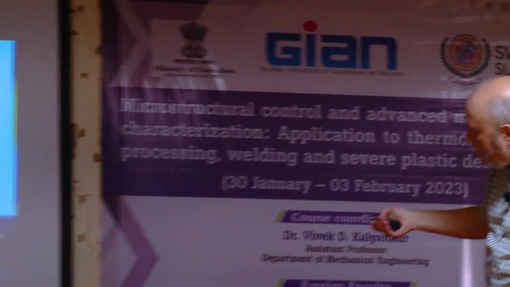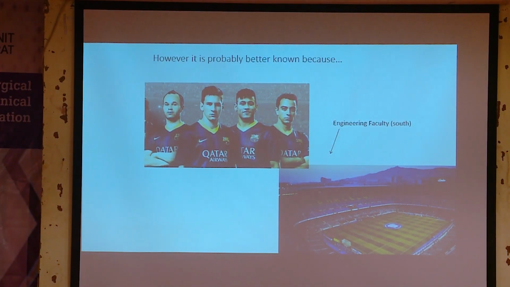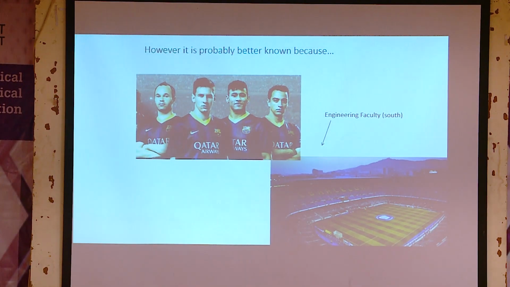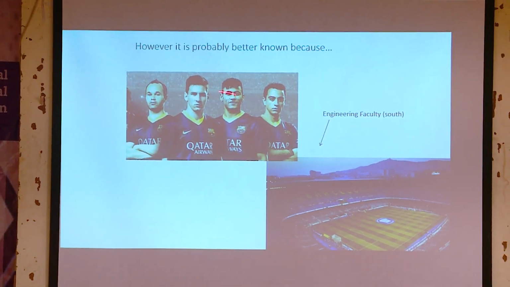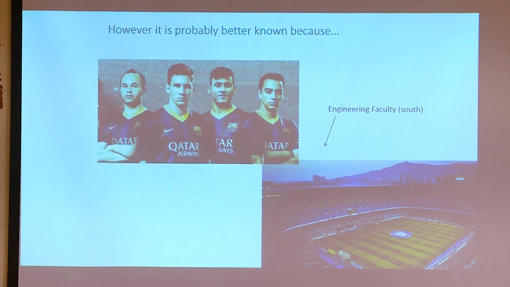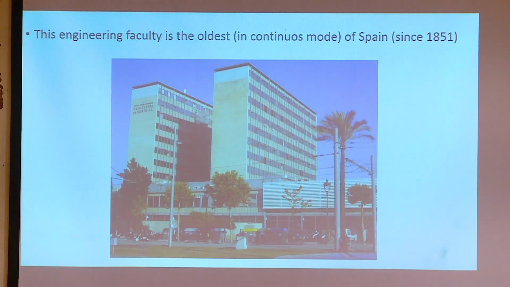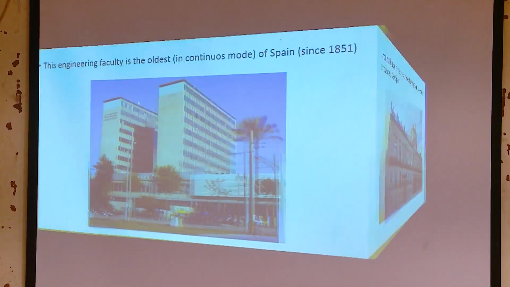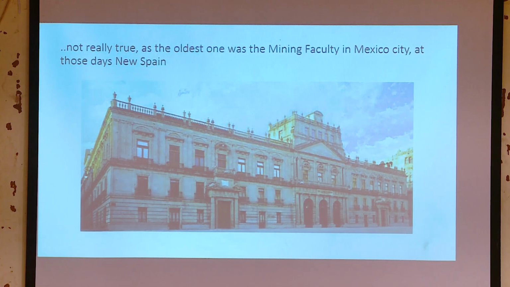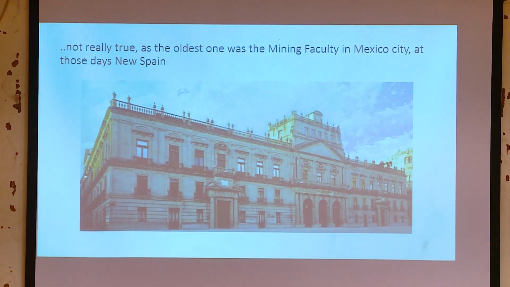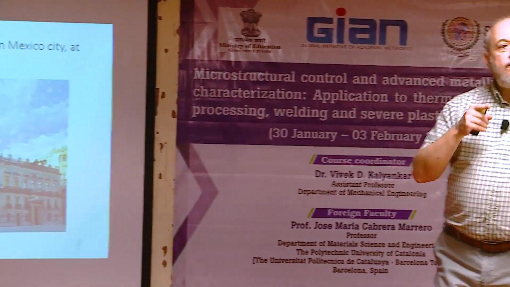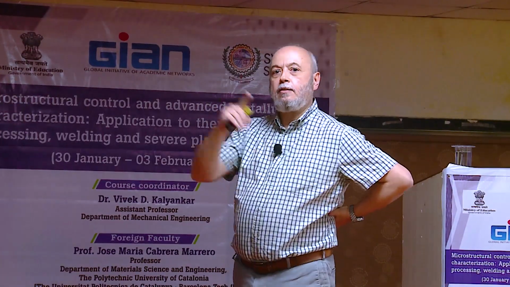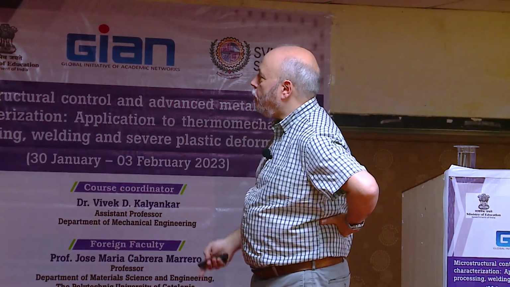Maybe you are wondering why I am putting this here, and the reason is that here you can see the old engineering faculty. It is very close to the stadium of Barcelona. By the way, none of them are playing here in Barcelona's team anymore. They are retired or in different teams. This is the oldest engineering faculty actively running in Spain, since 1851. Although, to be honest, the oldest one is in Mexico, when Mexico was part of the Spanish Empire. So the first engineering faculty of the Spanish Empire was not created in the mainland, but in Mexico. Not many people know that.